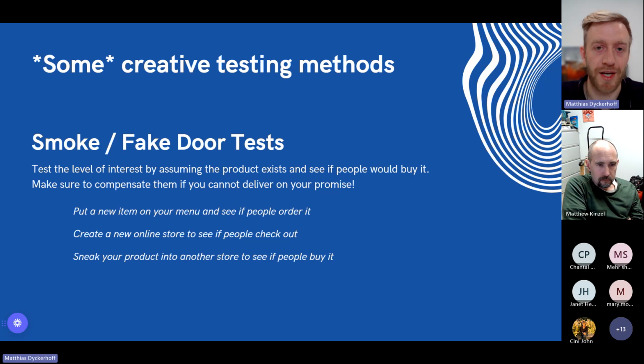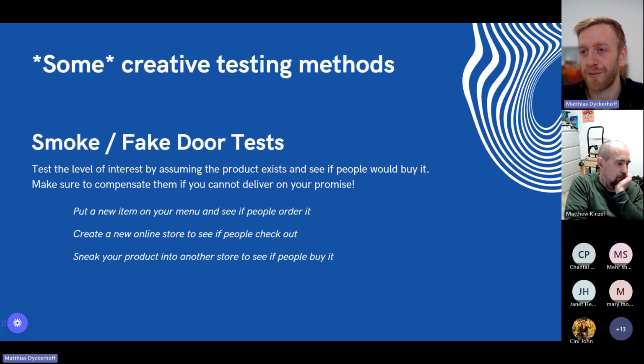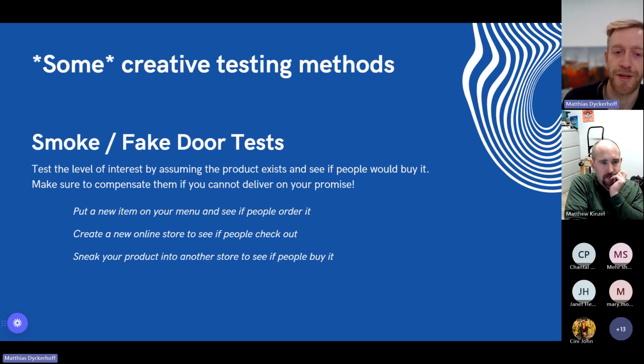So that being said, I'll talk about some creative testing methods. I mentioned a few for the flower shop, but these are some ones that I've actually tried for business ideas. One is called a smoke test or a fake door test, which is where you test the level of interest by pretending the product exists and seeing if people would actually buy it. So one example is you're in a restaurant, you put an item on the menu and you see if people will order it. It's not really there for sale, but if you see people ordering it, you can say, oh, sorry, we don't have that in stock, and then maybe give them a discount or some sort of compensation.